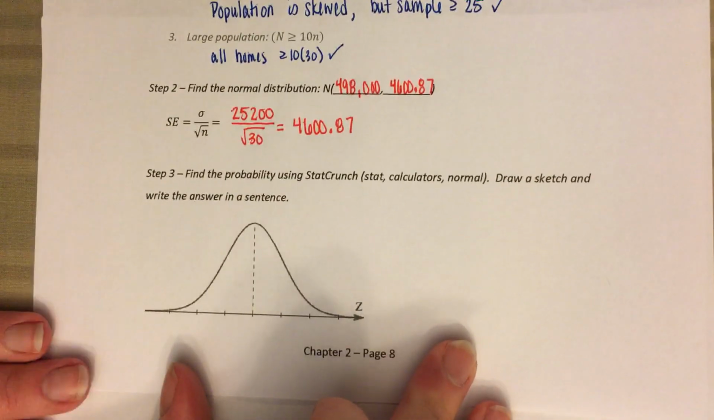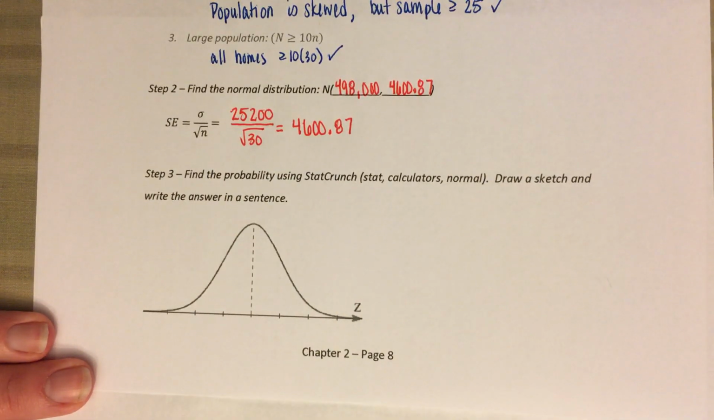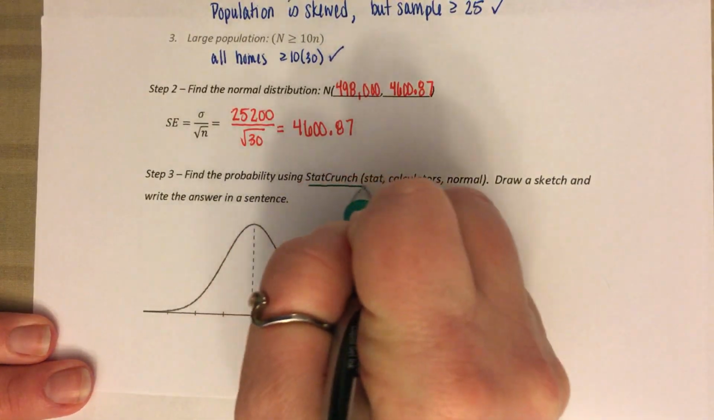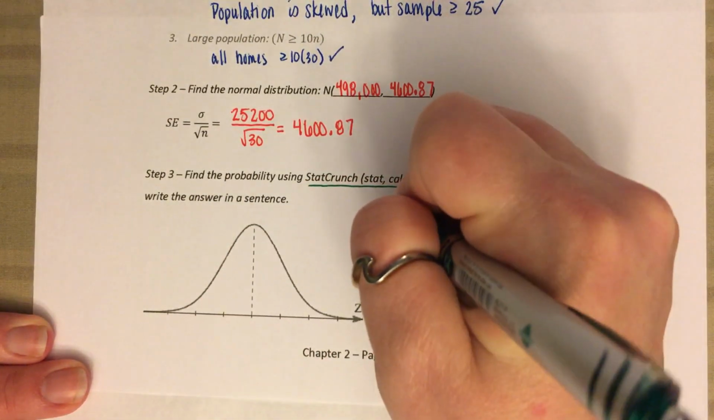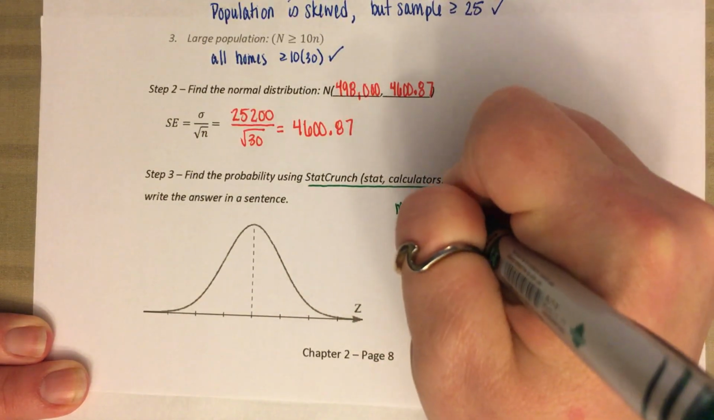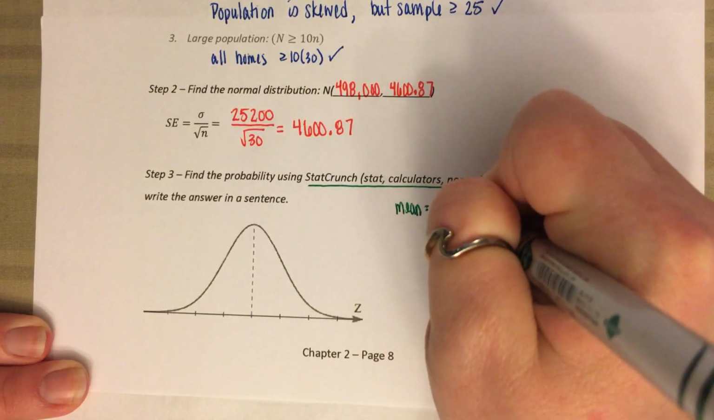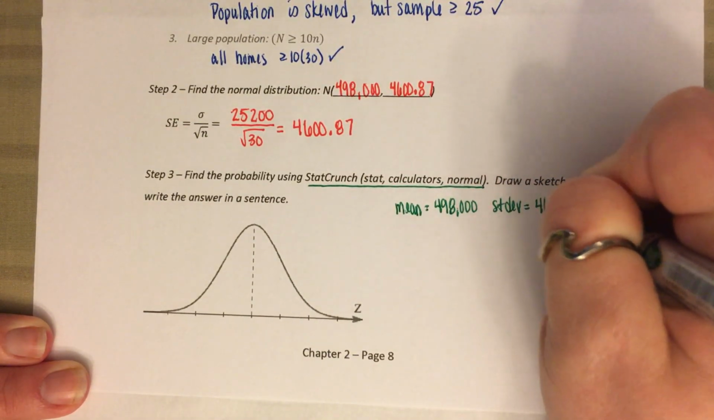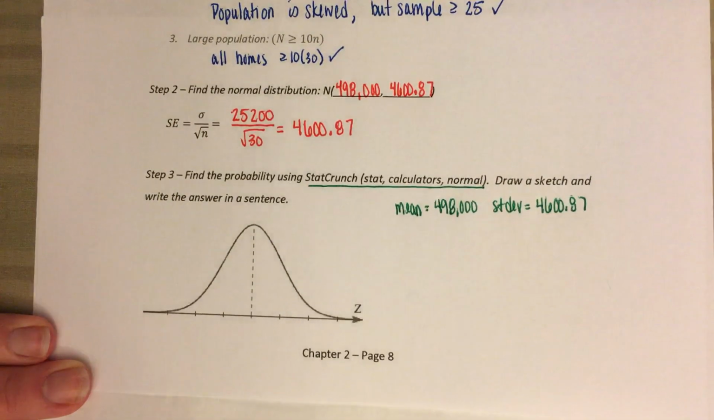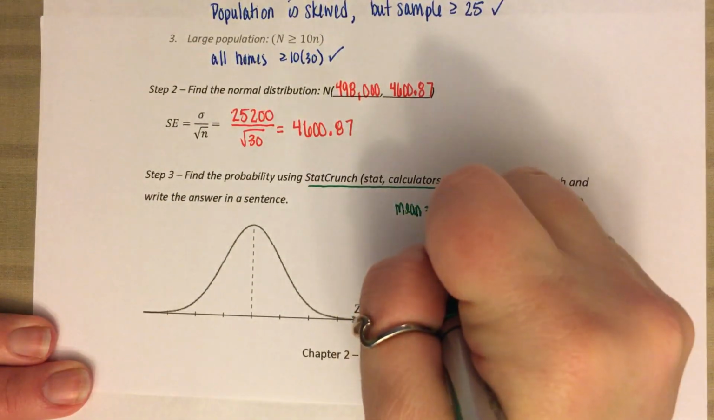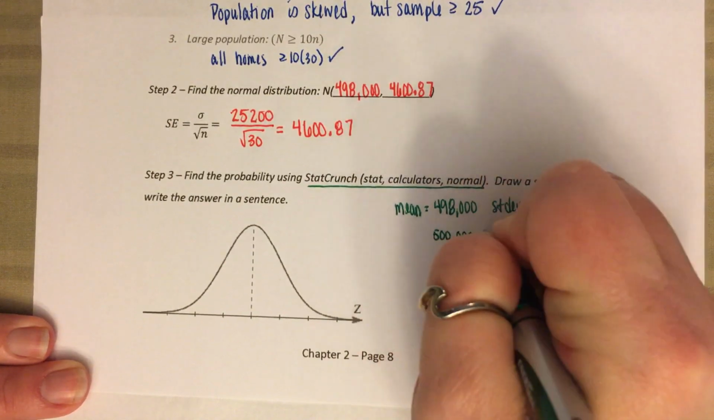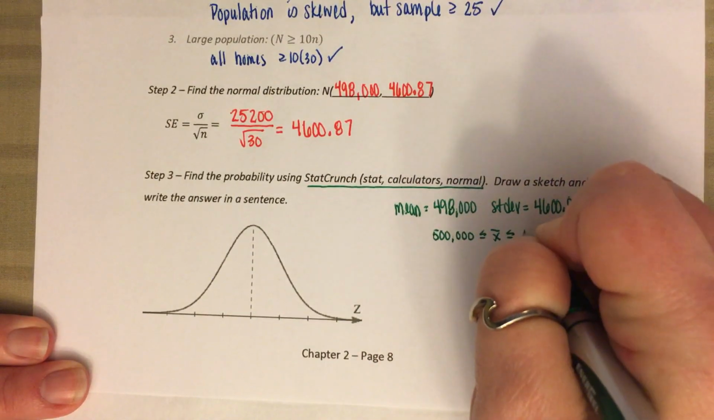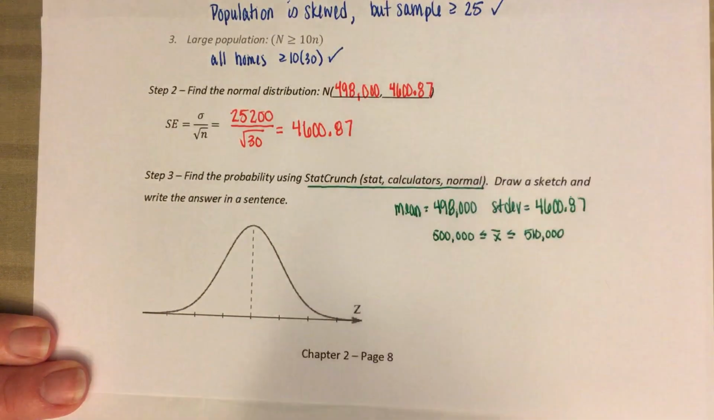All right, so now we're going to go to StatCrunch, and we're going to use the information that we just found. Again, we're going to use our normal calculators. For our mean, we're going to enter in this 498,000. For our standard deviation, we use our standard error, this 4,687. And then we're going to select between this time. And we're going to type 500,000 less than or equal to our x bar, which is less than or equal to 510,000. And that's going to give us a value of 0.327, which is 32.7%.